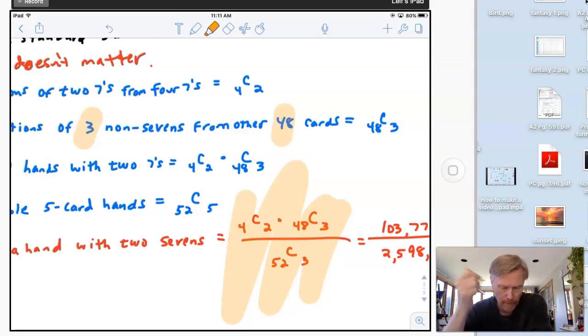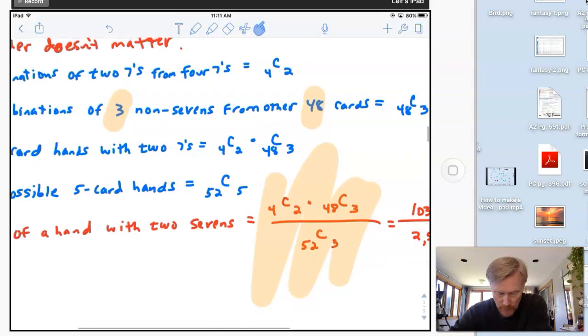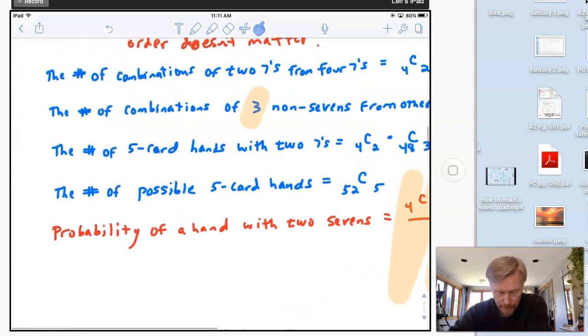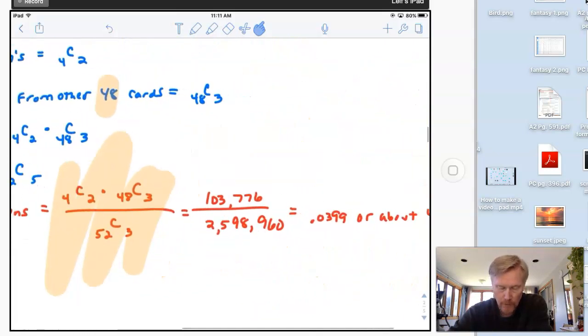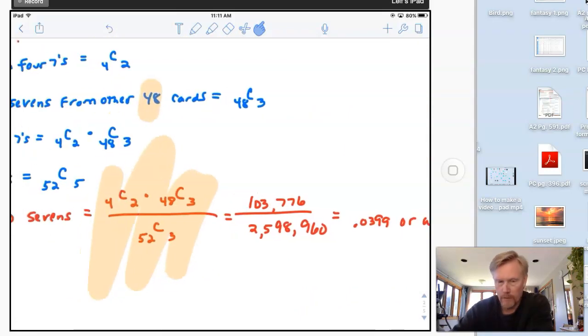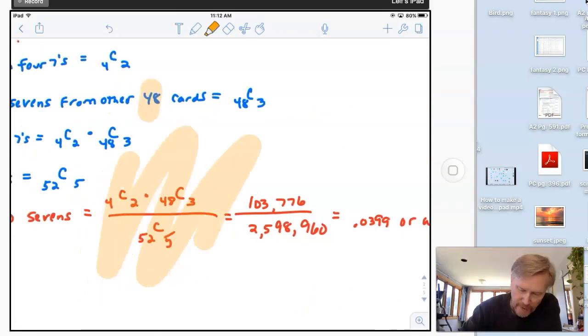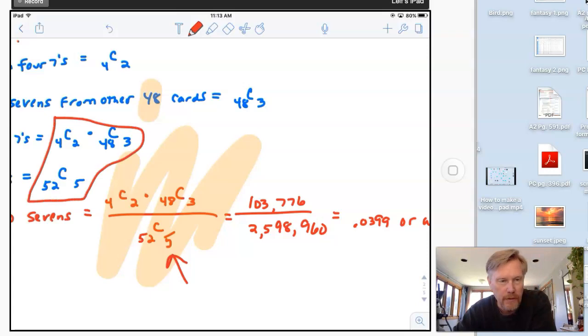52C3, another typo, that should have been a 5 over here. All I did was take these three things here and put them into a fraction. And I just wrote it down wrong. It should have been with a 5. The 2.5 million is still correct.